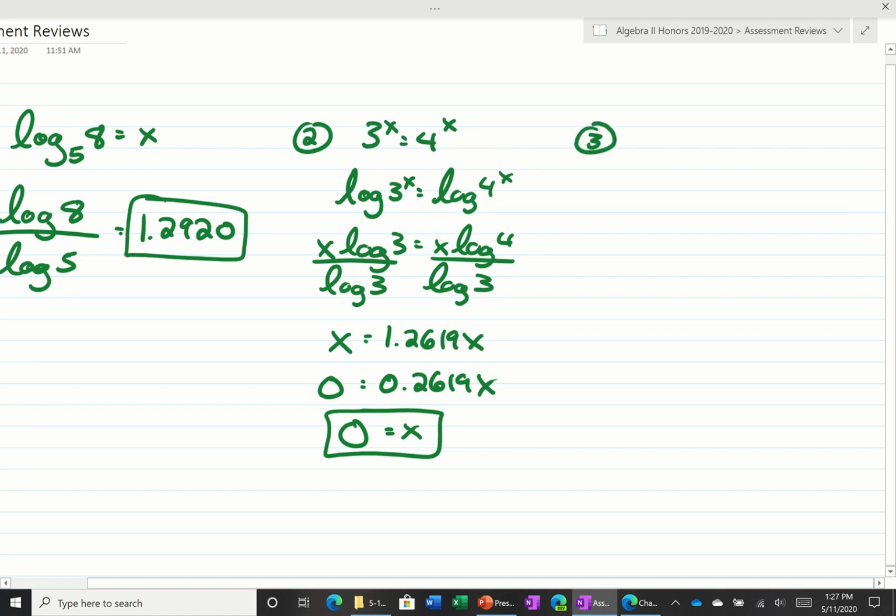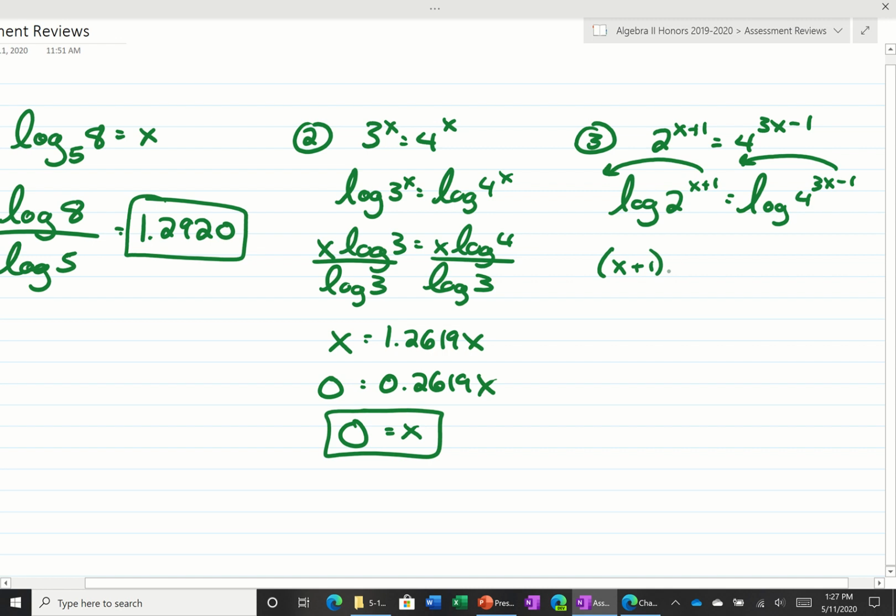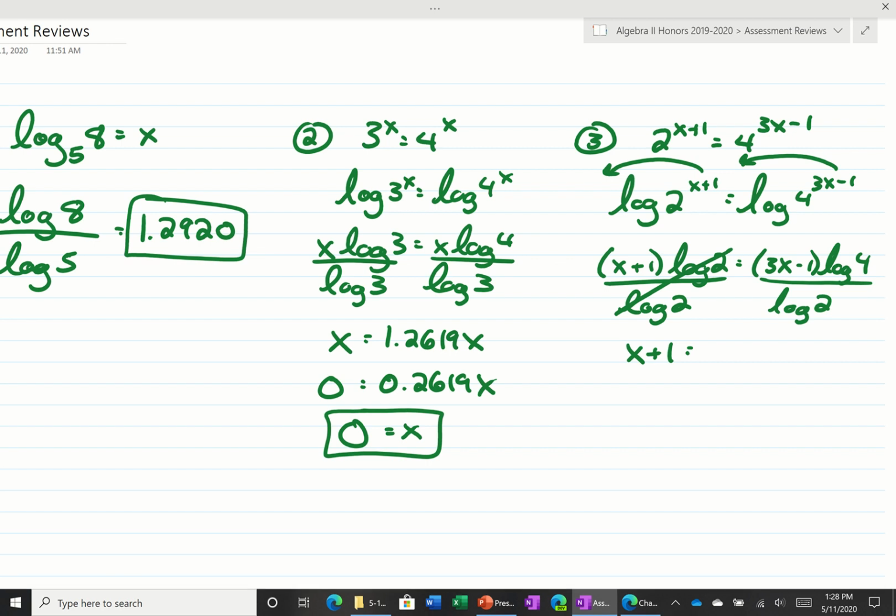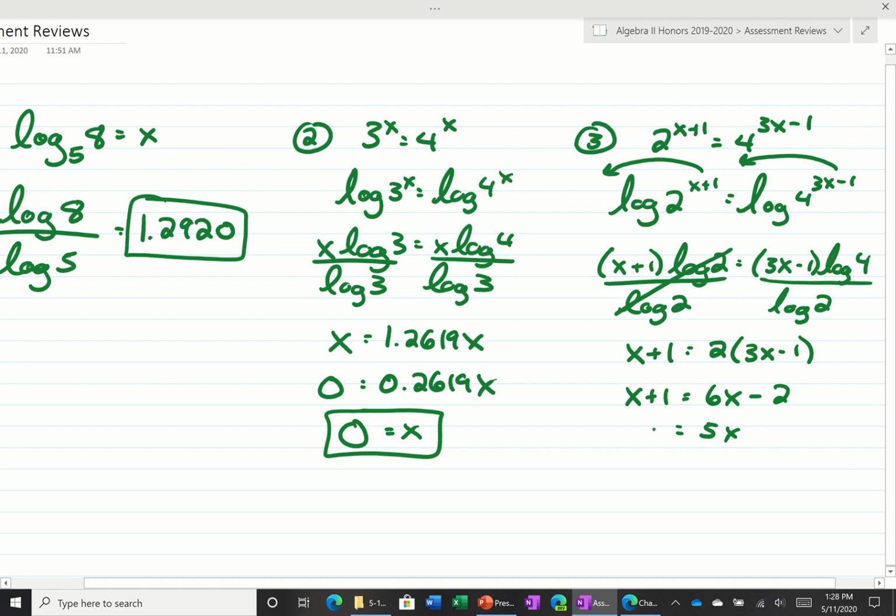Okay, so for problem number 3, we have 2 to the x plus 1 power is equal to 4 to the 3x minus 1. Let's take the log of both sides. Bring those powers down. And divide both sides by either one. Get x plus 1 is equal to log of 4 divided by log of 2. And this just comes out to 2, so we have 2 times 3x minus 1. The x plus 1 is equal to 6x minus 2, or 5x is equal to 3, or x would equal 3/5, or 0.6.